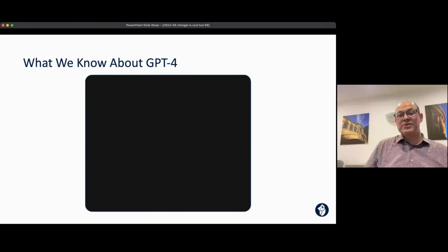This is what we know about GPT-4. So this is my joke slide. It's a black box. So when GPT-4 came out, OpenAI decided they didn't need to tell us anything about the model for commercial reasons. They thought this would hurt their competitiveness in the marketplace. So we don't know how big it is. We don't know how it was trained. We don't know what it was trained on. I think it's safe to assume that it's not smaller than GPT 3.5, but we really don't know very much about it.